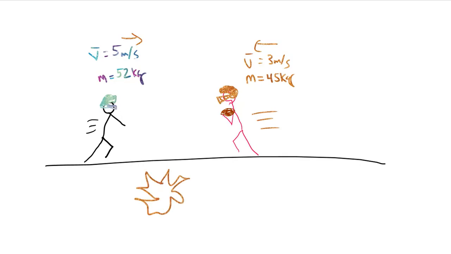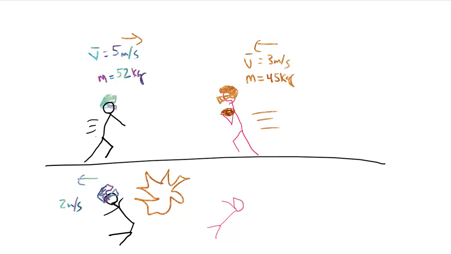And the one thing I know is that this person goes flying backwards. This one goes flying backwards with a velocity of 2 meters per second. So what happens to the person on the right after the collision?